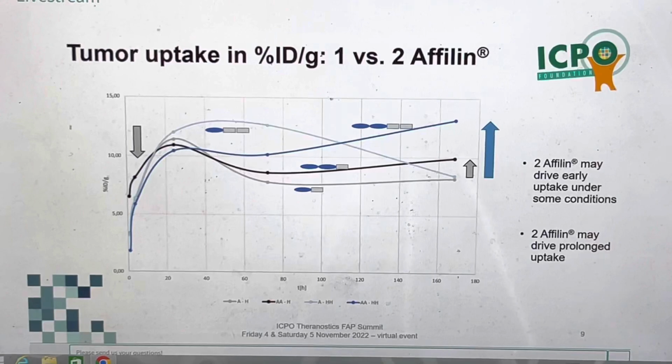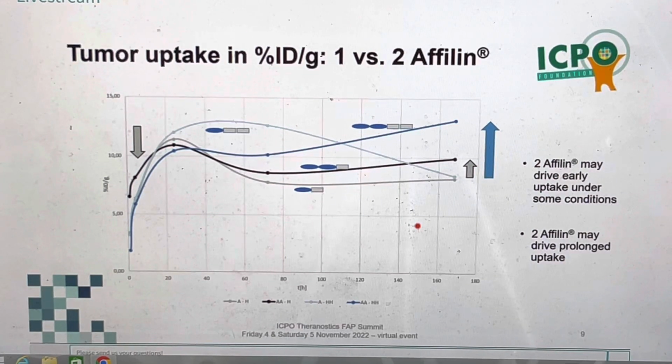Moving on to tumor uptake, here again you see the different constructs, and first we wanted to compare what happens when you move from one effluent to two effluents. So in this case, from the gray line, one effluent, to the black line, two effluents, or from the light blue line, one effluent, to the dark blue.